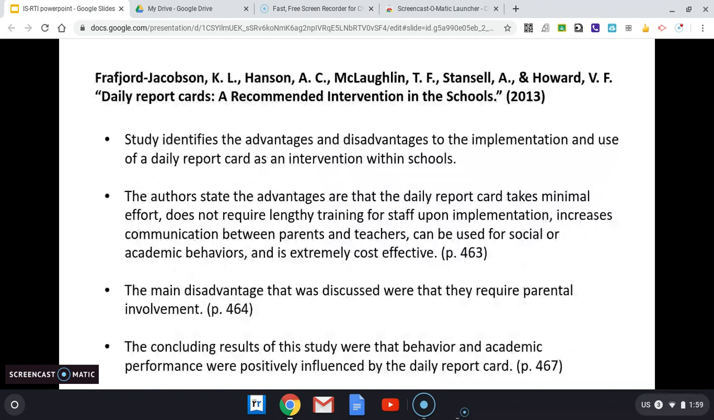So some of the literature that I chose, here we have the advantages and disadvantages of using a daily behavioral report card, being that the advantages are increased communication between the parents and the teachers, minimal effort and no training required. The main disadvantage being that they require a lot of parental involvement.